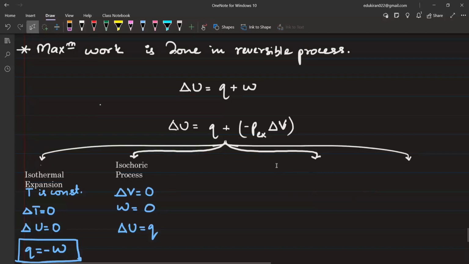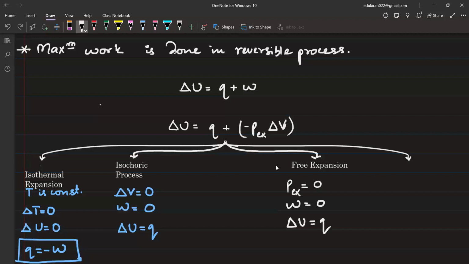One is free expansion. We've also seen this. What happens in free expansion? The P external, it is equal to zero. Therefore, what will happen? The W will be equal to zero, and whatever change in internal energy will be only because of the heat exchange.